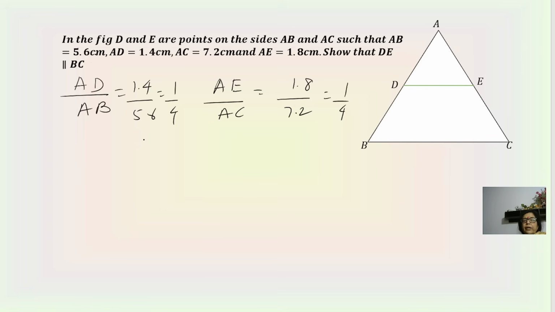The ratios are equal, so they are forming a proportion. Hence, we can conclude that DE is parallel to BC. This is one way of doing it. Directly, you can take the values. Otherwise, you can find the value of DB and EC by subtracting.